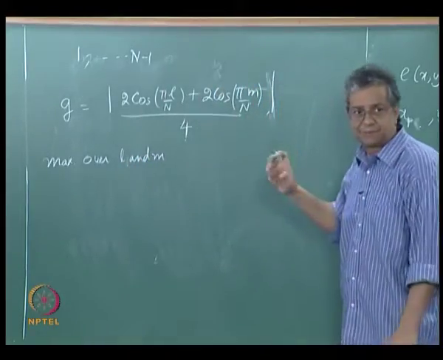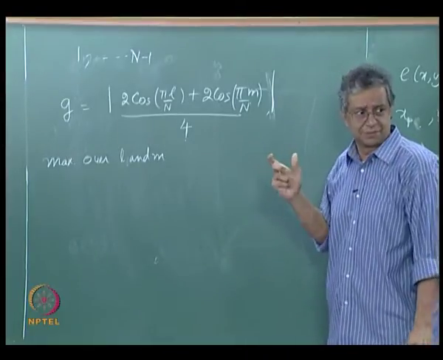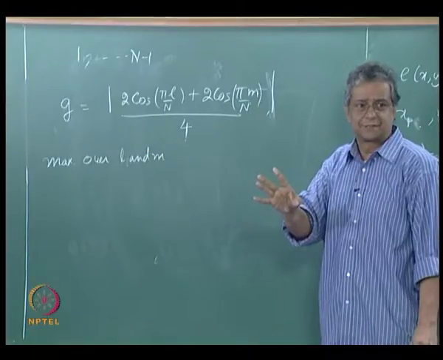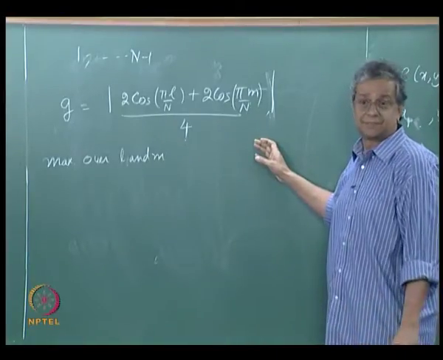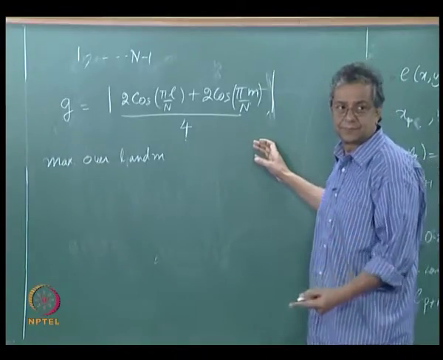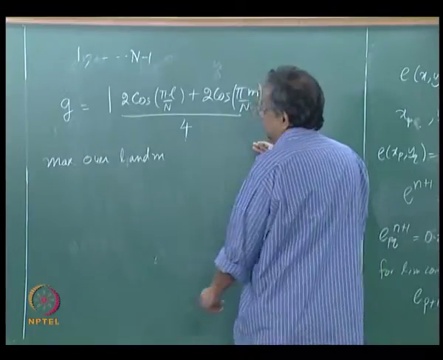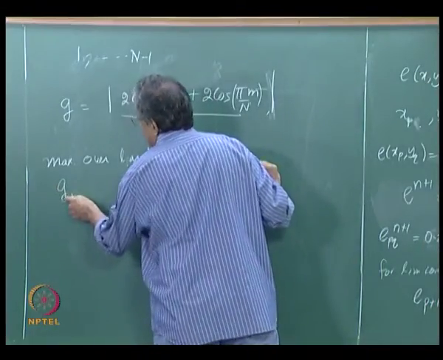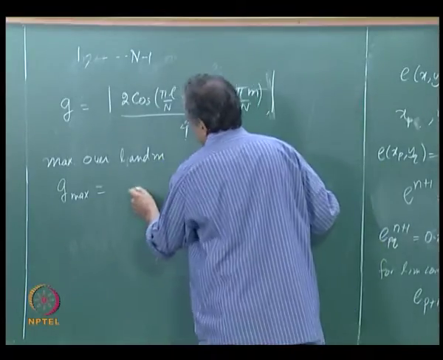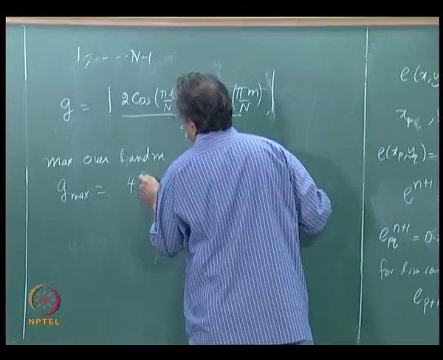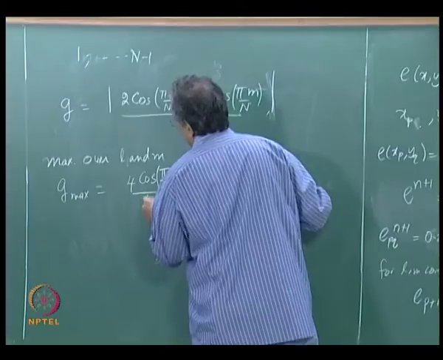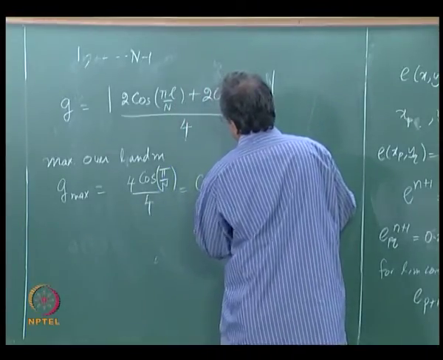Okay. So you see the game that we played, we have used the fact that the equation is linear, we have considered an arbitrary wave number L and M, we have got the gain that we can get for that L and M, and now we are asking the question for which L and M is that gain maximum, okay, that is the key. So the max over L and M gives me G max, which is 4 cos pi by n divided by 4, which is cos pi by n.